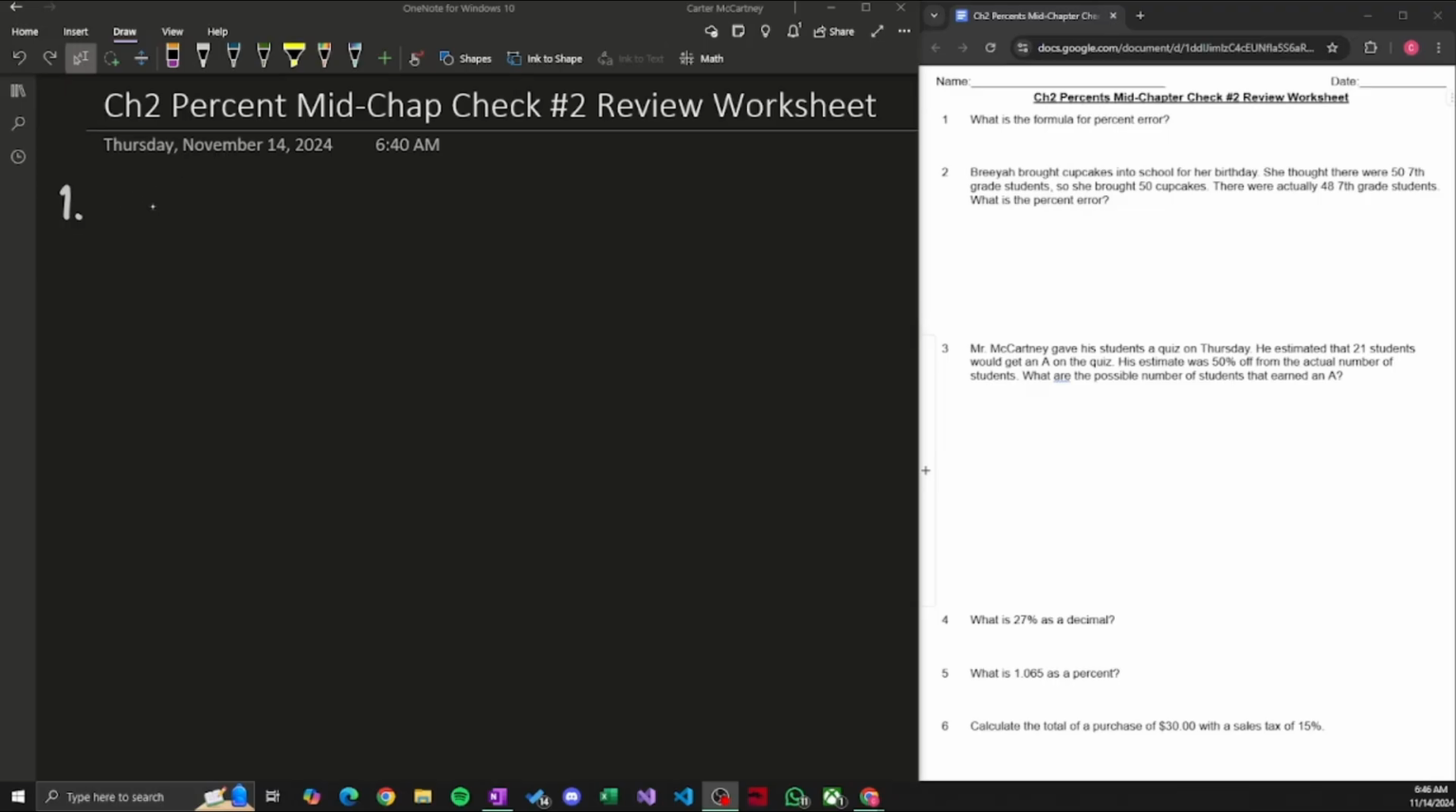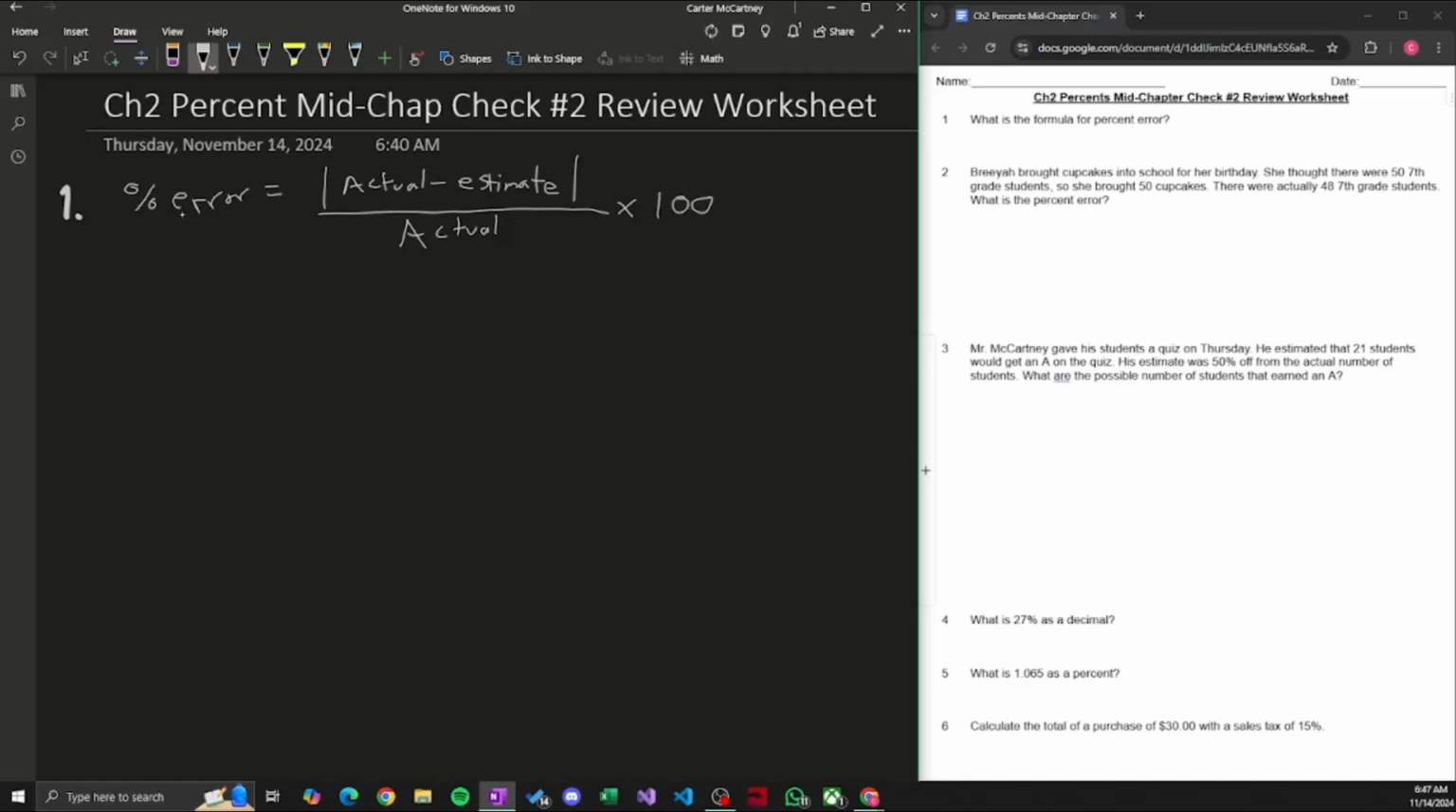Number 1, what is the formula for percent error? The formula for percent error is: percent error equals the absolute value of the actual value minus the estimate, divided by the actual value, times 100. That's it. That's the formula.